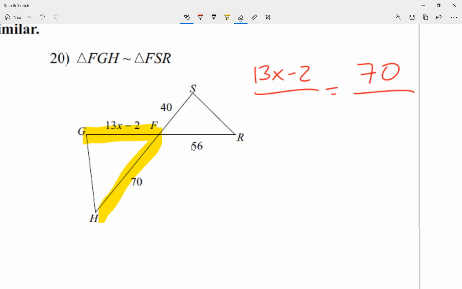Now, if you cannot tell, 13x minus 2 is the side GF. I'm going to use the notation on the top. GF or FG are the first two letters here. So that goes with FS. So 13x minus 2 will go with 40. And 70 will go with 56.